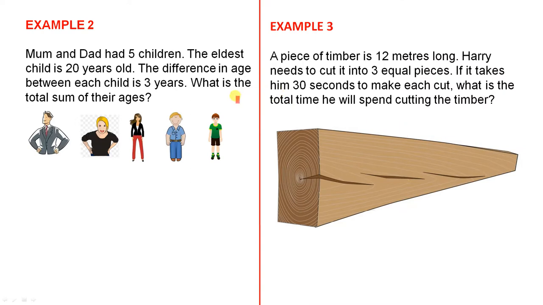Mum and Dad had 5 children. The eldest child is 20 years old. The difference in age between each child is 3 years. What is the sum of their ages?